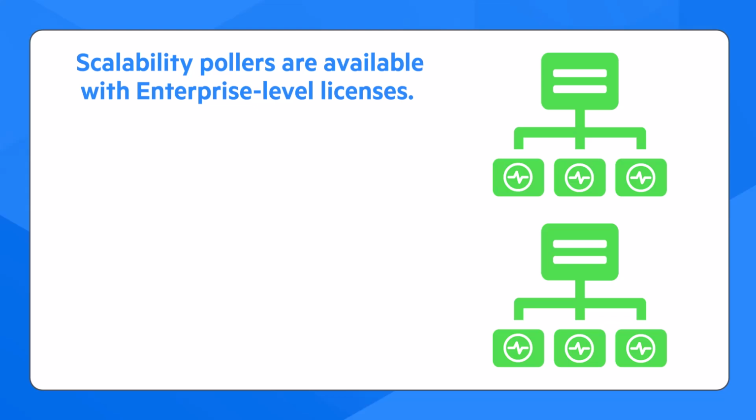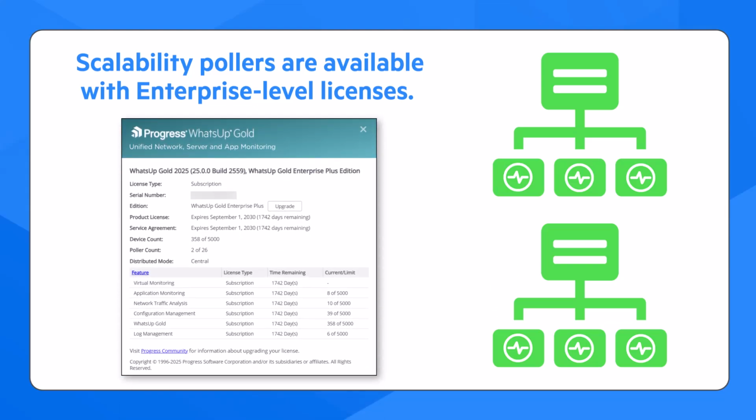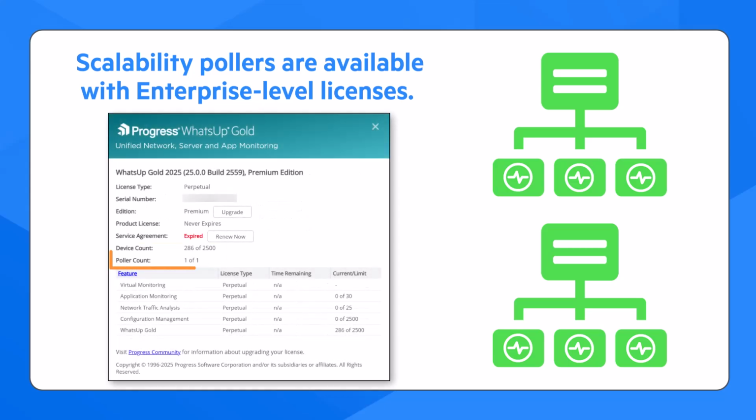Scalability pollers are available with enterprise-level licenses. If you navigate to Help, About, you will see a pollers item indicating the number of pollers you have used and the number available to you. 1 of 1, for example, indicates that only the local poller is allowed under your license.